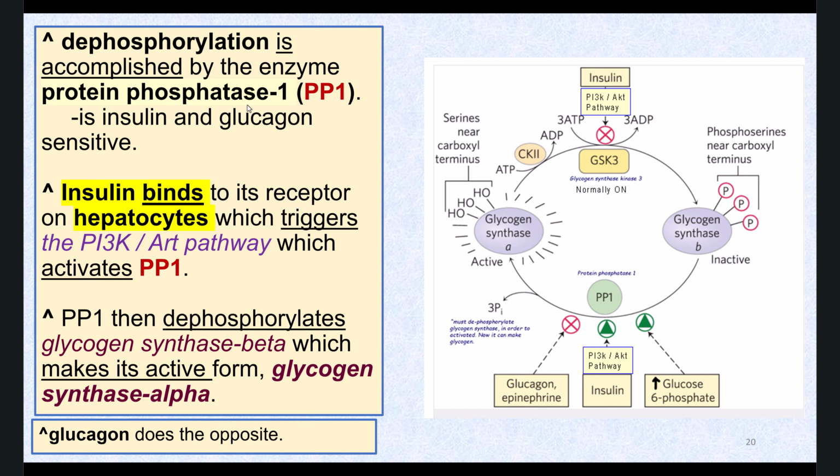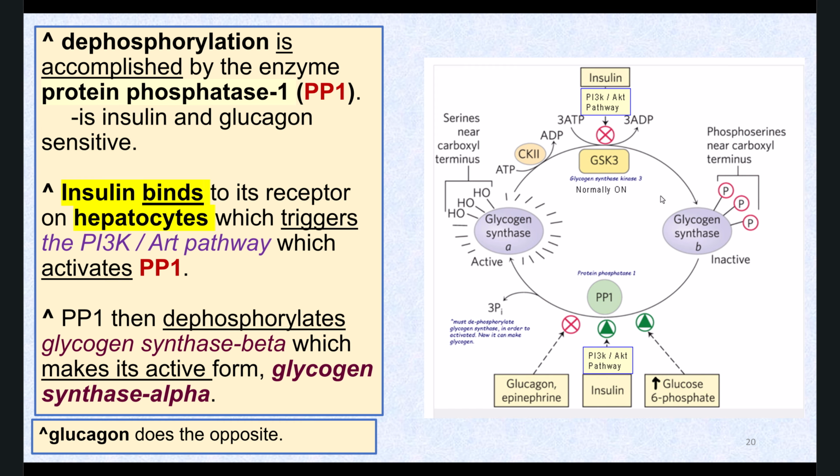Protein phosphatase 1. I think of phosphatases as like tasers. They're going to hit the target and tase it, like in Star Trek, and knock off phosphates. Kinases put phosphates on. These tasers, phosphatasers, take phosphates off. So dephosphorylation is accomplished by the enzyme protein phosphatase 1. It is insulin and glucagon sensitive.